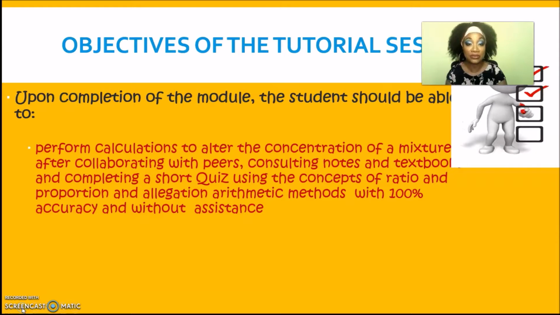So the objective of the tutorial session was for you to be able to perform calculations to alter the concentration of a mixture after collaborating with your peers, consulting your notes and textbooks, and completing a short quiz using the concepts of ratio and proportion, alligation, arithmetic methods with 100% accuracy, and of course without assistance. So let's see how well you did.